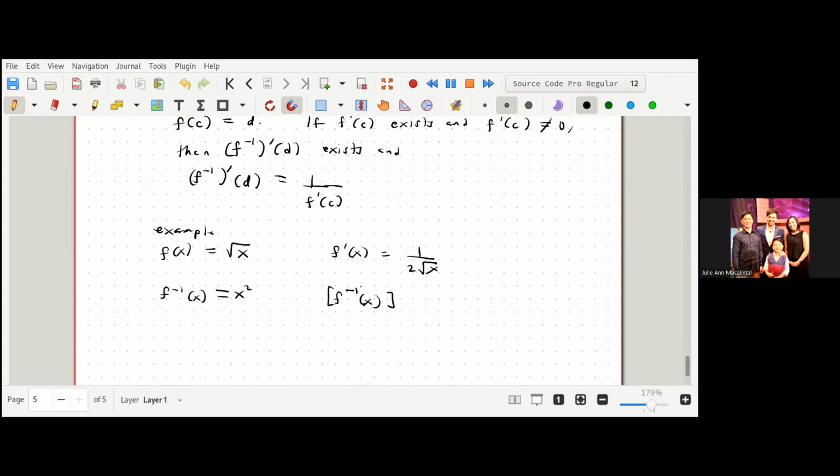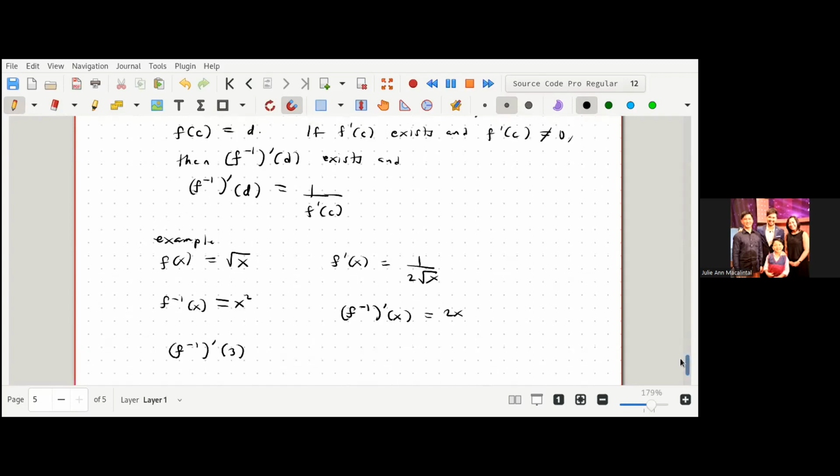So the derivative, f inverse prime of x, the notation is not nice, that's going to be 2x. Now, we have to find f inverse prime evaluated at 3. So, let's look at what the theorem says.